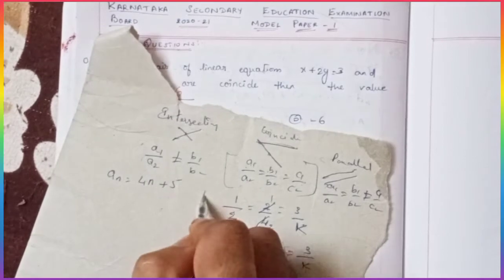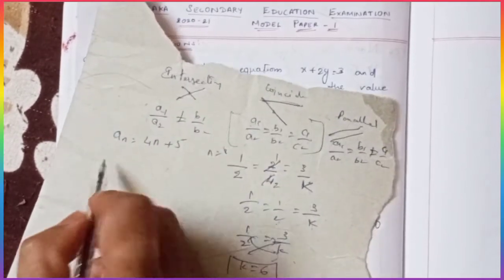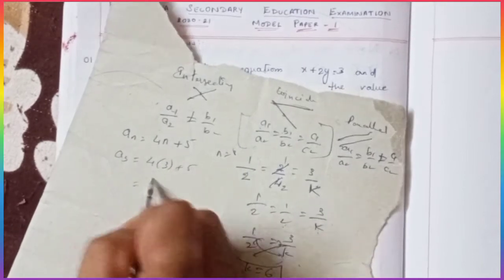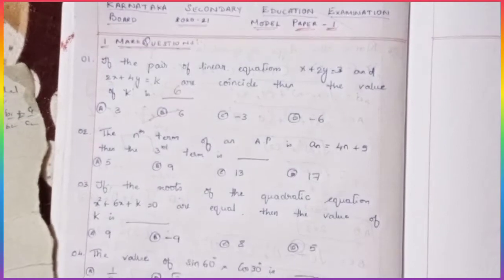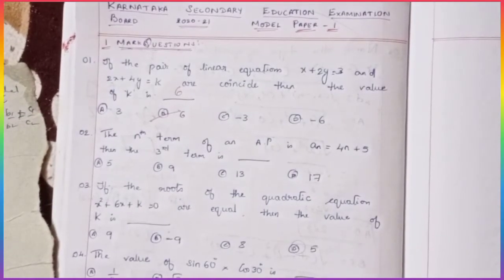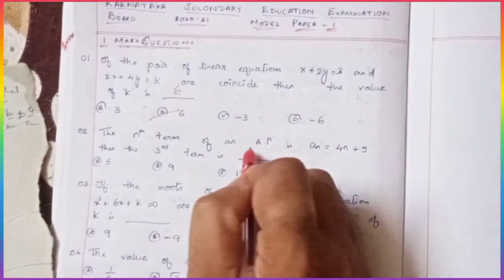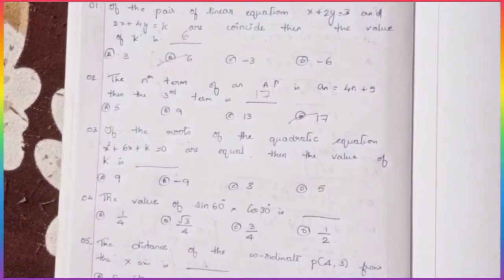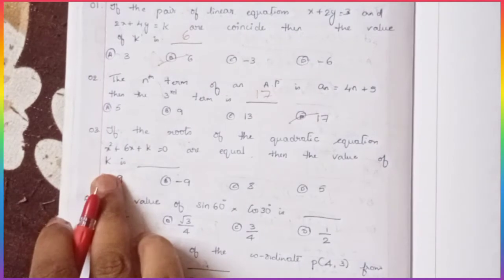We need to find out the third term, that is, the value of n is equal to 3. Substitute n as 3. a3 is equal to 4 into 3 plus 5. 4 3s are 12, plus 5 is 17. So the correct option is option D, 17. So moving on to the next question, question number 3.